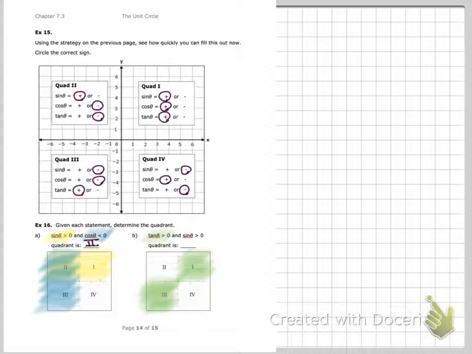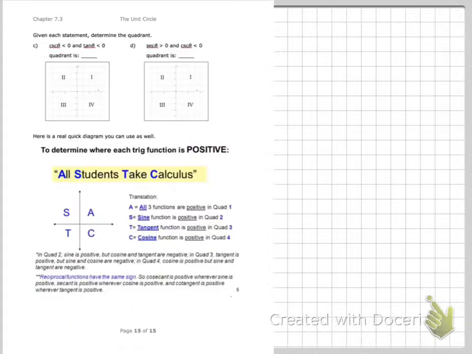We also want to know where the sine is positive. And we just did that. So sine is positive up here in quadrant 1 and 2. We are looking for the overlap. Tangent is positive and sine is positive in quadrant 1. On to page 15. 2 more examples.